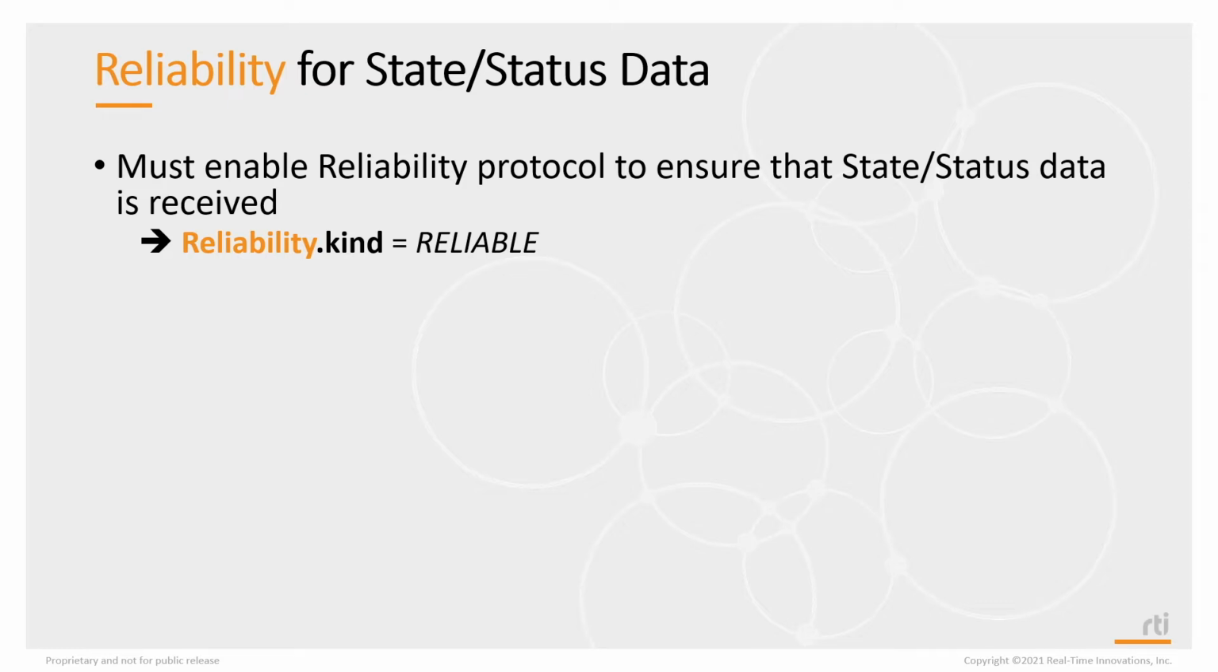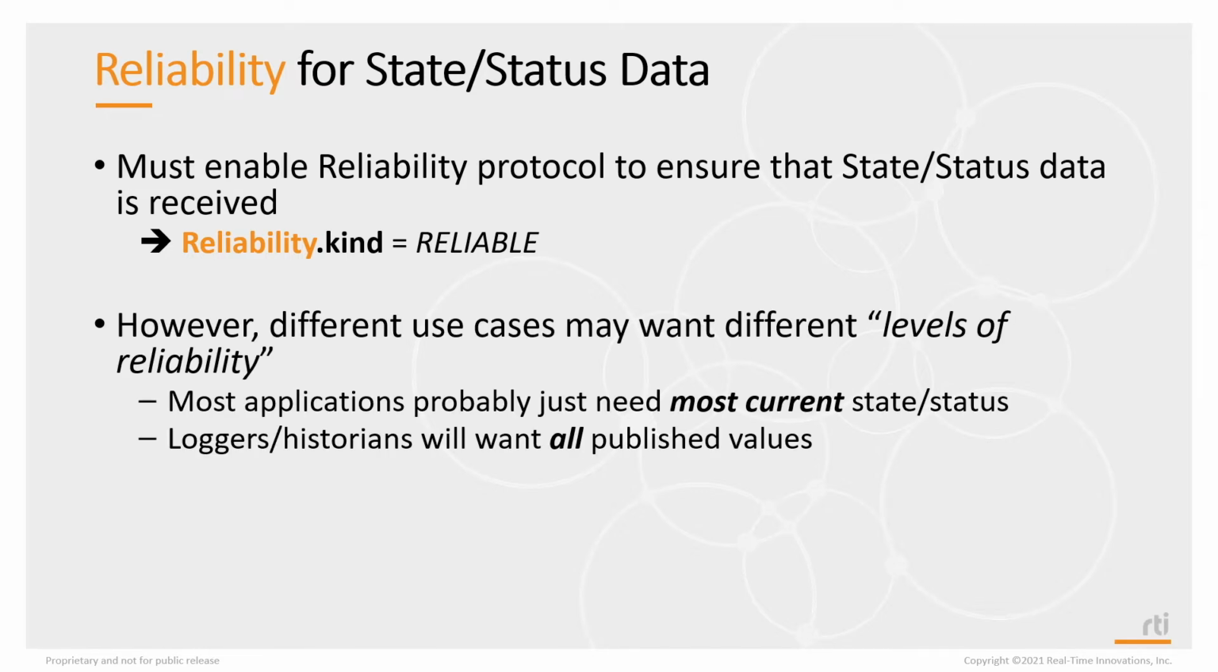This will turn on the reliability protocol so that if the data is lost, DDS will detect the loss and then send a repair packet to make sure that the state or status data is received. However, you may not need all the values that were sent. If you're getting a stream of values, you may only need the most current value, the last value that's published. And then you have different use cases.